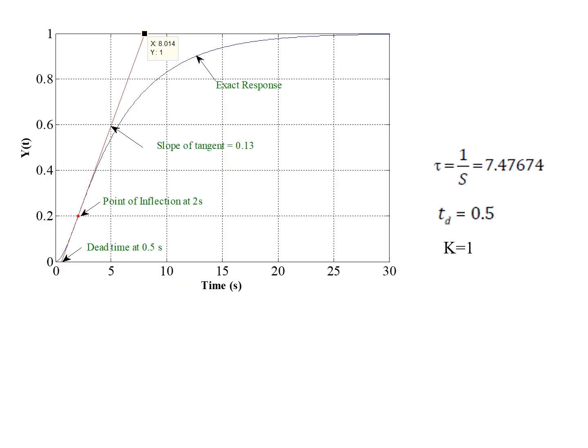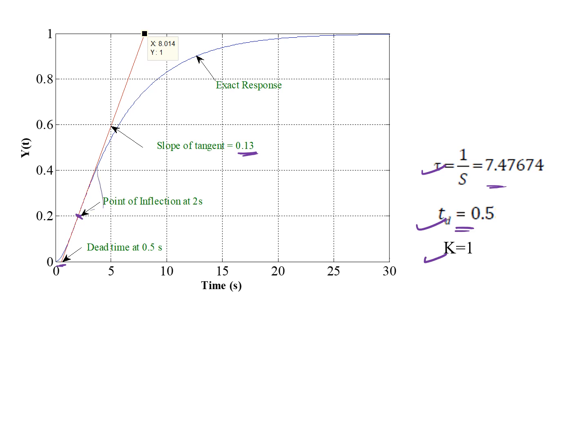Here this is the exact response. From this, I have found TD equal to 0.5. The slope here is 0.13, found by drawing a point of inflection line. Then 1 by S, so 1 by the slope 0.13 is tau. Now I know the tau value, TD value and K value. First you have to get the graph, which is the exact response, and then find the point of inflection, which occurs at 2. From this you find the slope, so from this point of inflection you draw the slope.